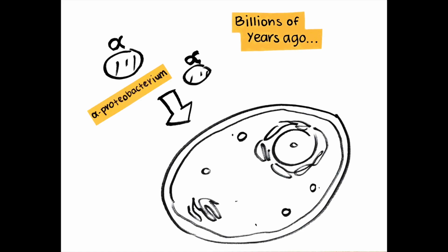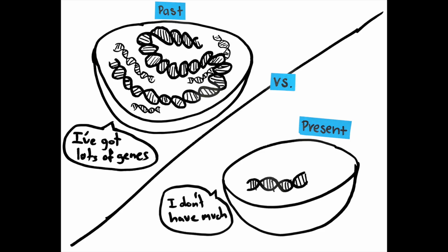Billions of years ago, an alpha proteobacterium was consumed by another cell. Mitochondria have their own circular DNA that is very similar to the circular chromosomes of bacterial DNA, which is evidence for the endosymbiont theory of the origin of mitochondria. Predecessors to the present-day mitochondria have thousands of genes. Now they only have a select few. Since then, most of the mitochondrial genes have been transferred to the nucleus or lost.